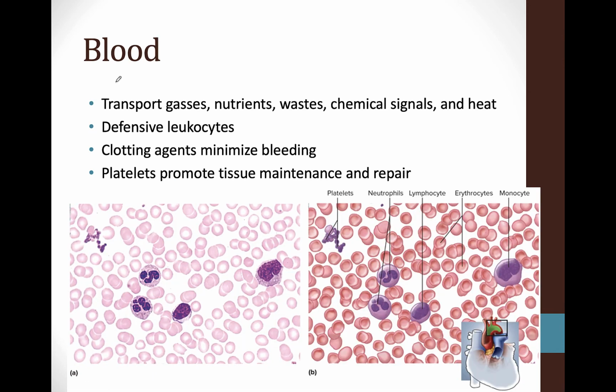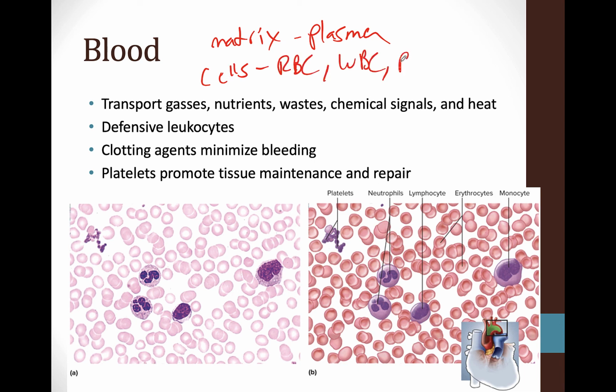One of our last types of connective tissue is the blood, and this is a liquid. All right, so the background matrix of the blood is a liquid, and this is what we call the blood plasma. And then our cellular elements are the red blood cells, the white blood cells, and the platelets. And we don't really have any fibers in the blood, as that would just cause blood clots. That would be a bad thing.